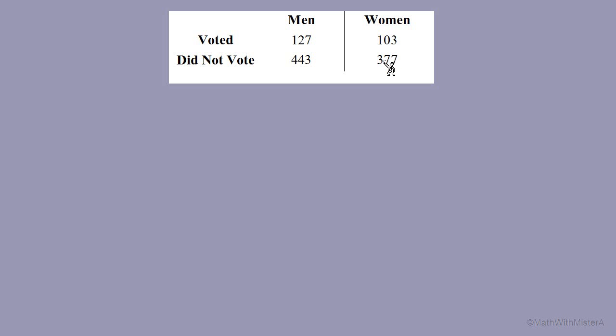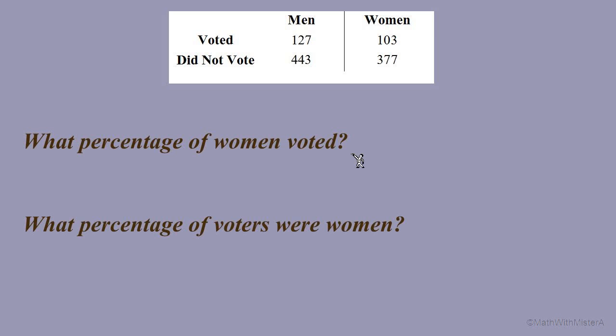So we can use this information to answer some questions like, what percentage of women voted, or what percentage of voters were women? The two questions sound very similar, but we want to pay attention to the wording. Percentage of women who voted is our first question. So it's asking for a percentage of women. The second question is asking of a percentage of voters. So percentage of something, we're thinking a portion of this group, some part of the group.